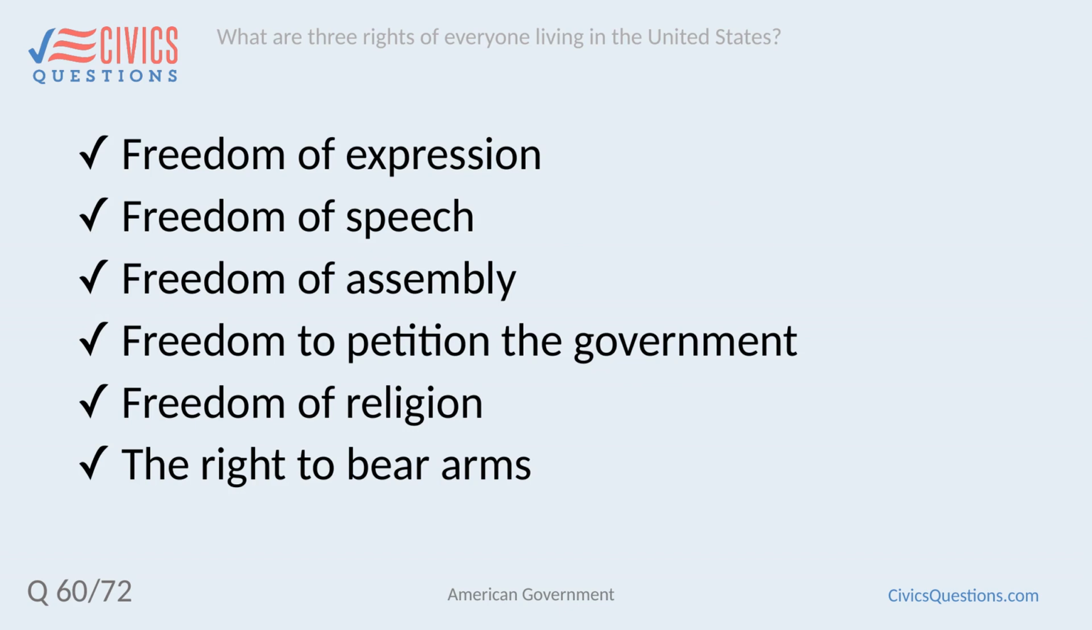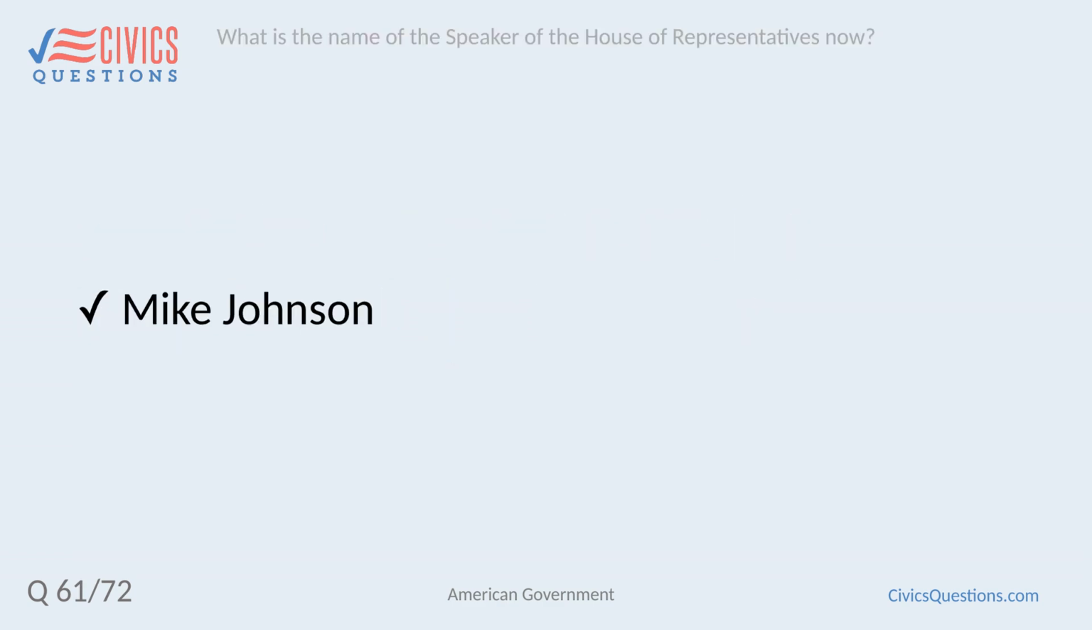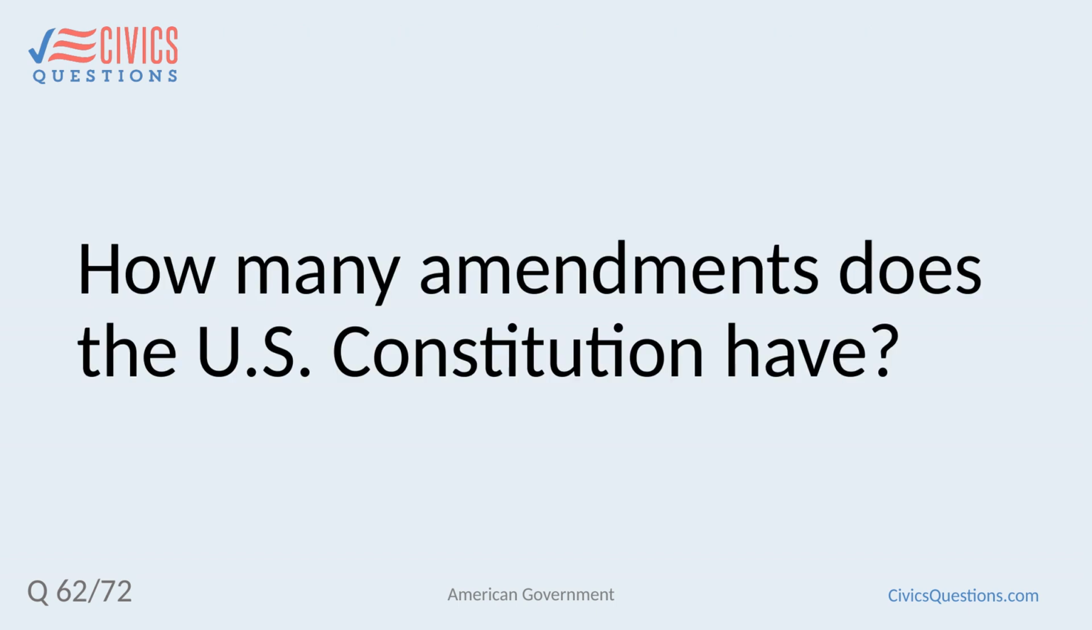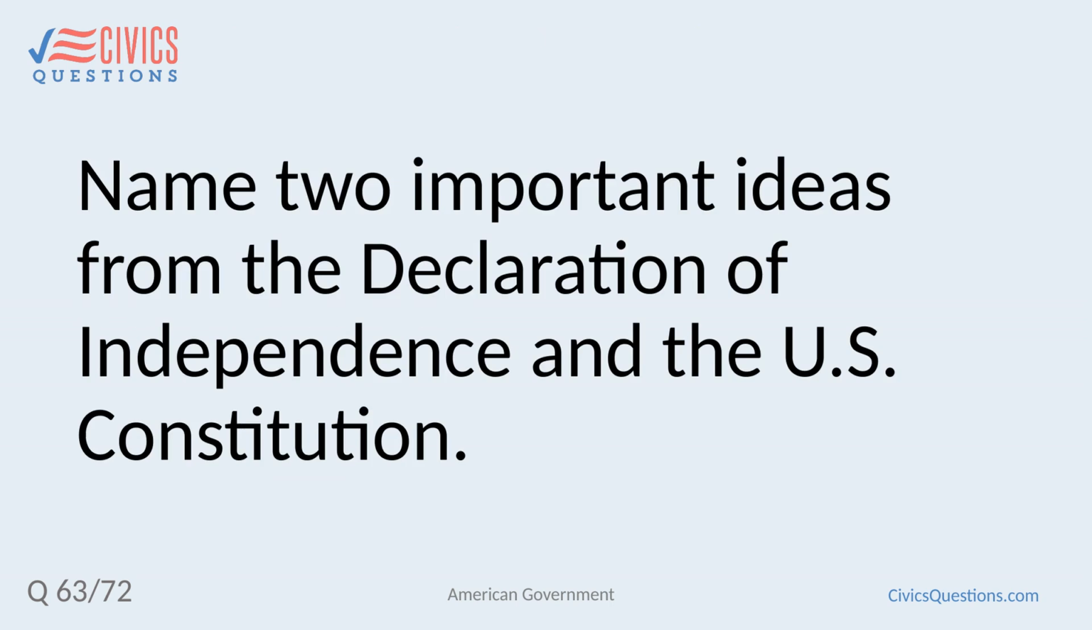What are 3 rights of everyone living in the United States? Freedom of expression, freedom of speech, freedom of assembly, freedom to petition the government, freedom of religion, the right to bear arms. What is the name of the Speaker of the House of Representatives now? Mike Johnson. How many amendments does the U.S. Constitution have? 27.